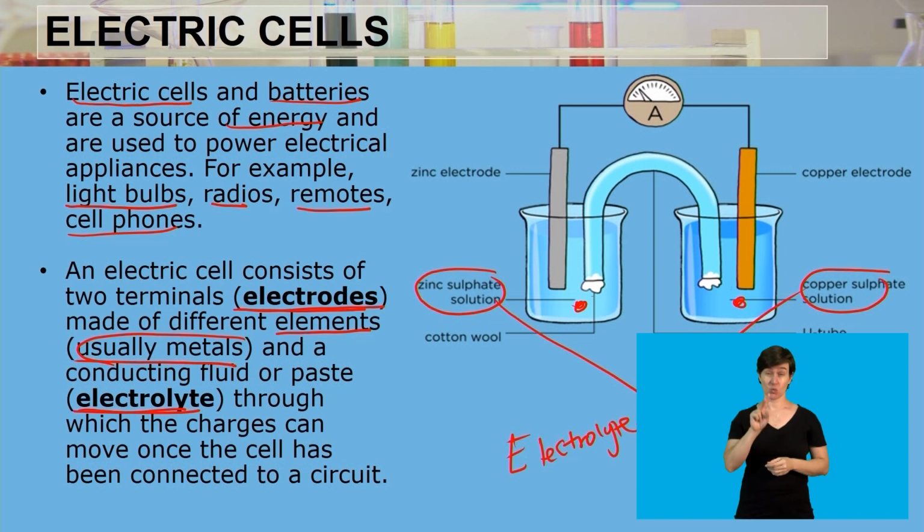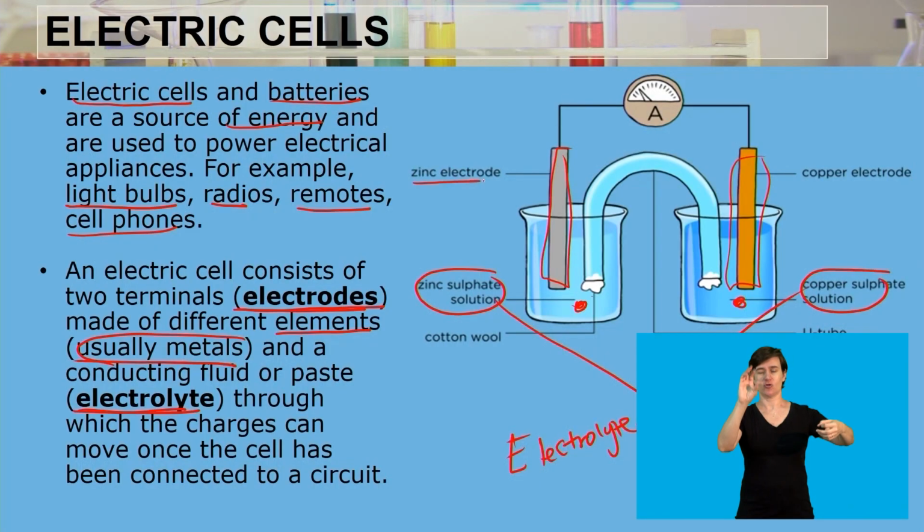Now, in this picture I have the two beakers, which are known as half cells, and in these two beakers we have these two metal rods. Those are going to be our terminals. However, we are referring to them as our electrodes. So we have a zinc electrode and a copper electrode. Remember, we are saying that those two electrodes are usually made of metals. Zinc is a metal, as we know, and copper is also another metal that we know.